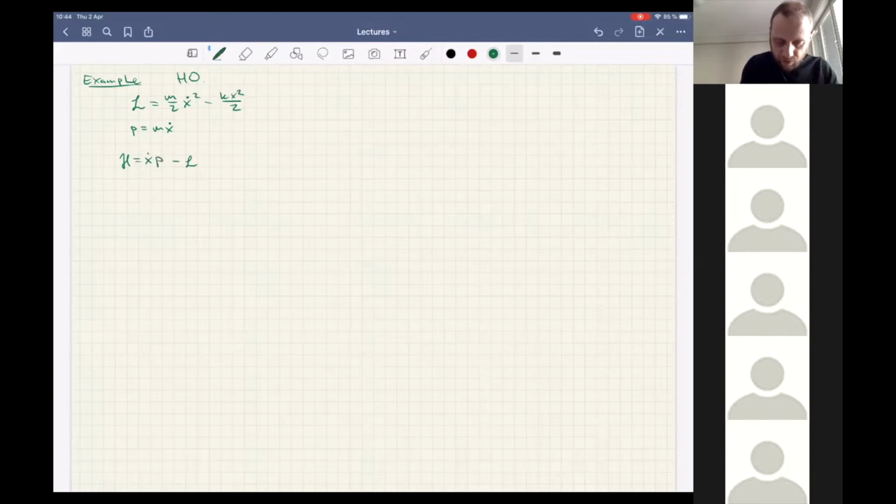So x dot p. This equation, of course, means that x dot is p over m. So if I go here, what I get is p squared divided by m, and inserting this expression for x dot into the Lagrangian, what I get is minus p squared over 2m plus kx squared divided by 2. So for the harmonic oscillator, the Hamiltonian is p squared divided by 2m plus kx squared divided by 2.